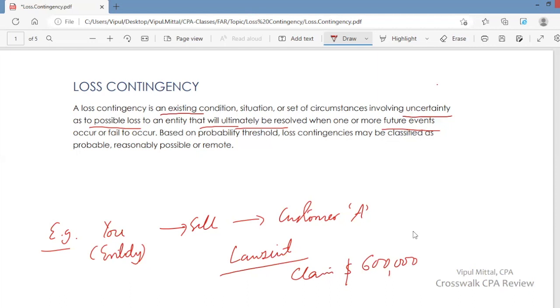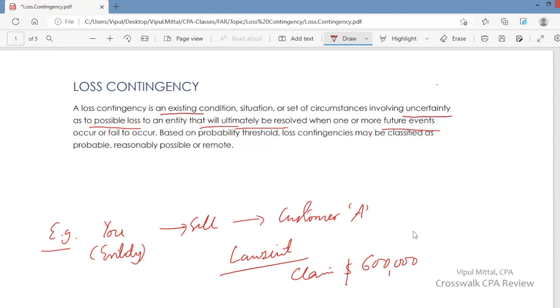This is an existing condition. It involves uncertainty. That is, you are not sure of the outcome of the lawsuit. What will be the outcome of the lawsuit? Whether you will win this lawsuit or whether the judgment will be against you, you're not sure. You're not sure of the amount of damages in case you lose. You're not sure what will be the amount of damages. You're not sure of the timing of judgment.